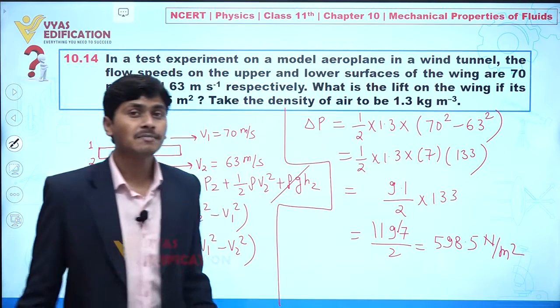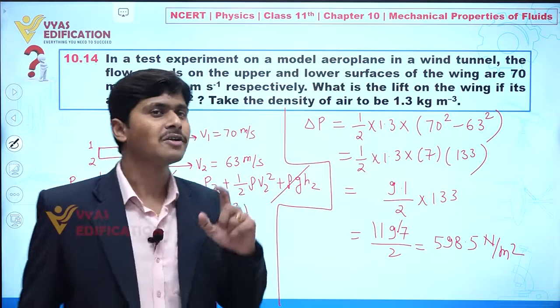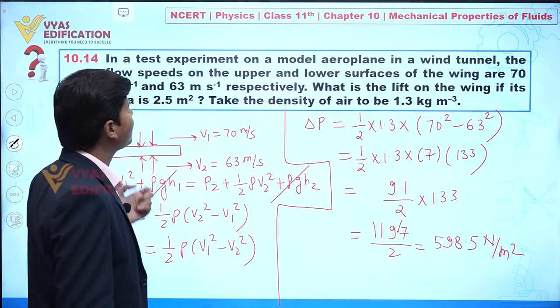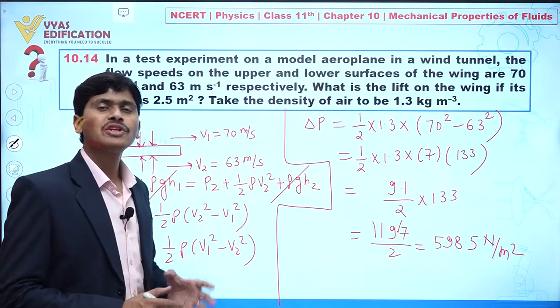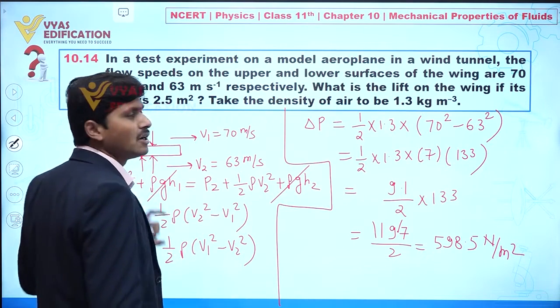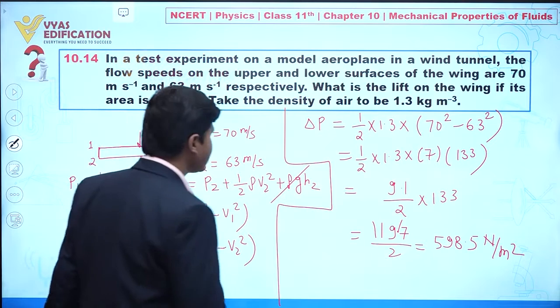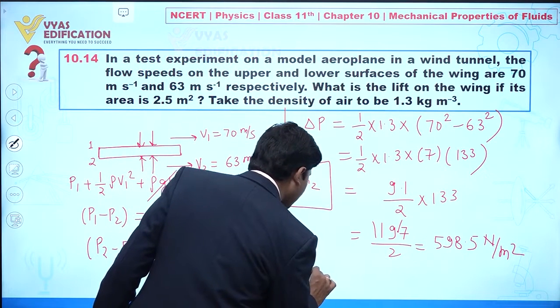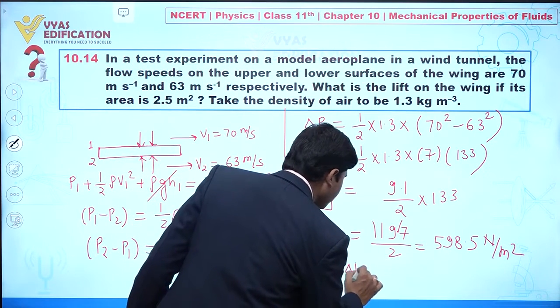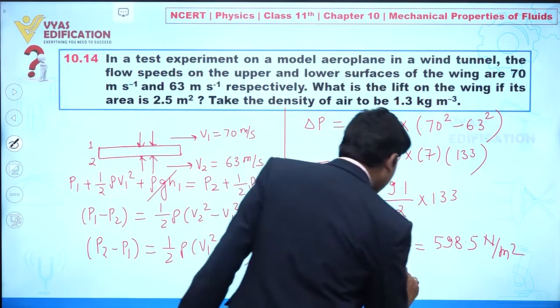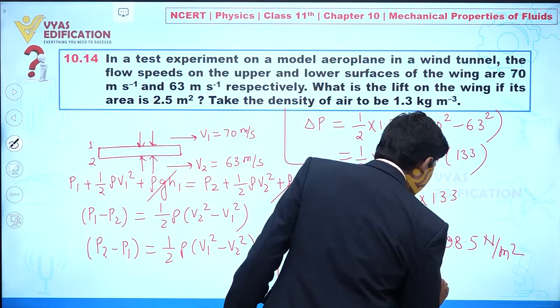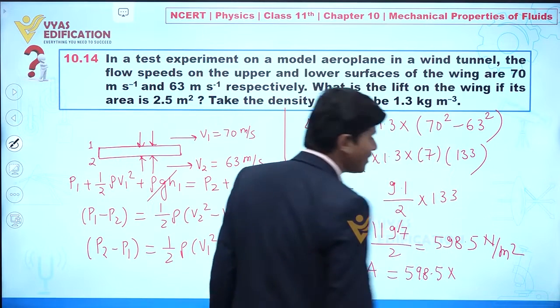Clear? But my objective is what? My objective here is to calculate what is lift. Lift means actually we have to find here what is net force acting on this aeroplane wing. Clear? So if I find here net force, I can write like the pressure difference multiplied with area. Clear? So pressure difference I have 598.5 and multiplied with area.